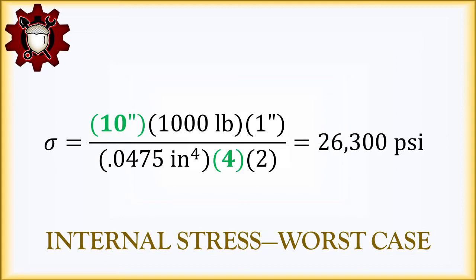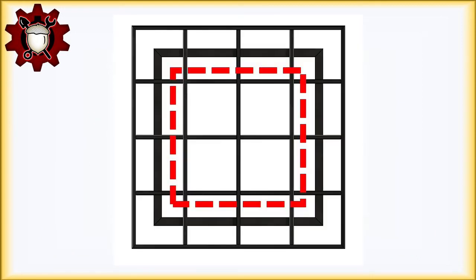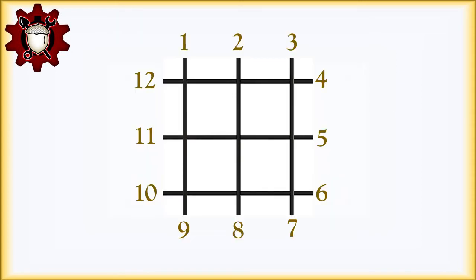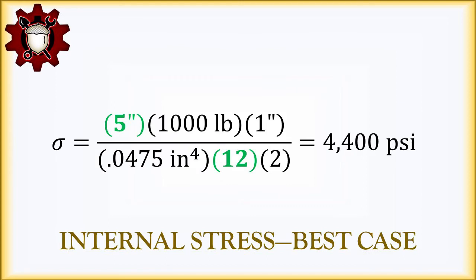In this worst case, we have 10-inch segments, and there are 4 of them. In our more likely scenario, our best case scenario, we have 5-inch segments, and there are 12 of them. Plugging those values into the same equation, we end up with an internal stress of 4,400 psi, much less.